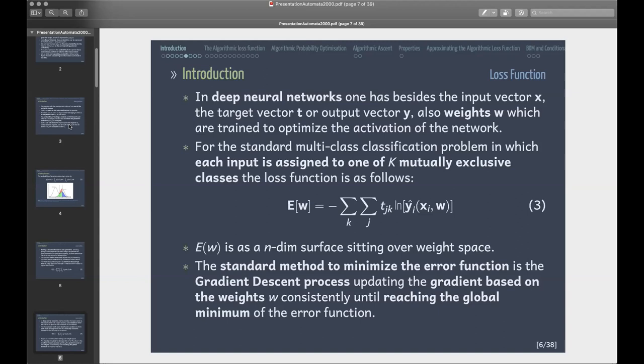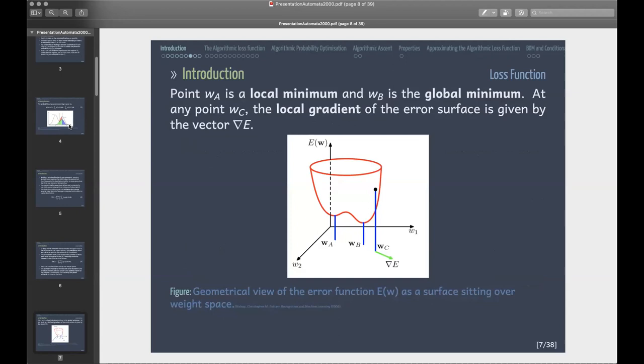And to illustrate this, I have here a little diagram, which shows that error surface. In this figure, WA is a local minimum, WB is a global minimum. And then we have a point WC, with a gradient, nabla E. And that is basically the way you change and adjust to find the global minimum in that case.